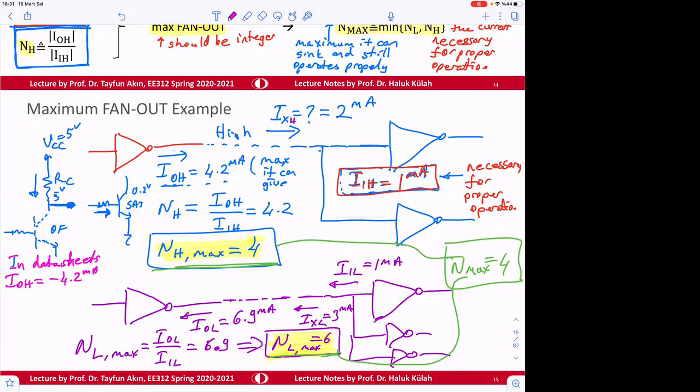Okay, and then I input high is correct direction, 1 milliamp. I output low is correct direction, 6.9 milliamp. But here, for simplicity, I gave it like plus, but I input low is given as in the data sheet, if you look at it, 1 milliamp. Okay, so this is data sheet definition.